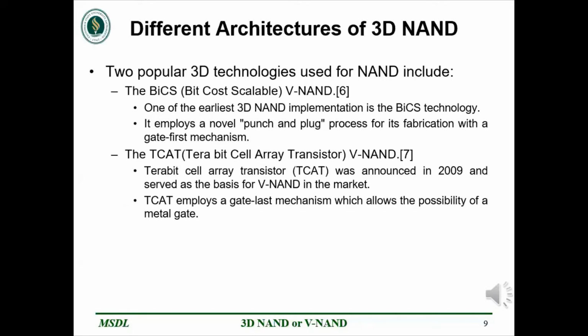Let us explore different architectures of the 3D NAND. Two popular architectures include the bit-cost scalable V-NAND and the terabit cell array transistor V-NAND. The BiCS is the earliest 3D NAND implementation and employs a punch and plug process for its fabrication with a gate-first mechanism. The TCAT was announced in 2009 and it employs a gate-last mechanism.